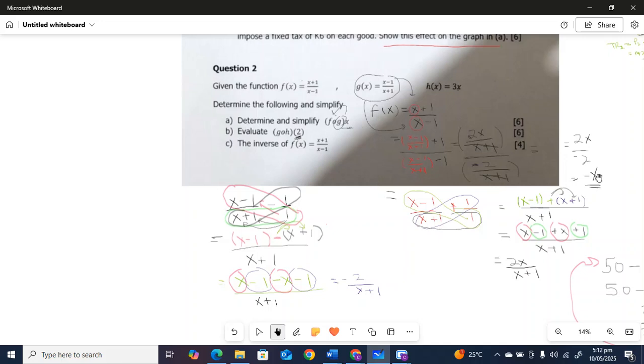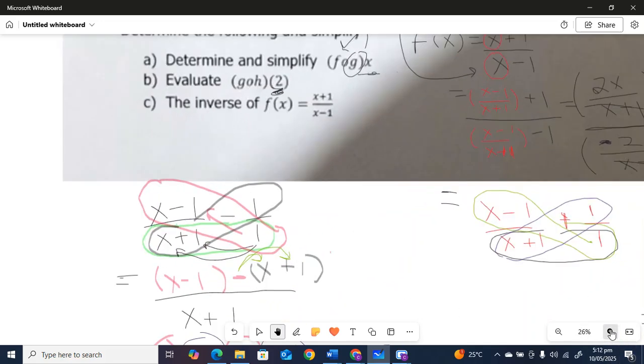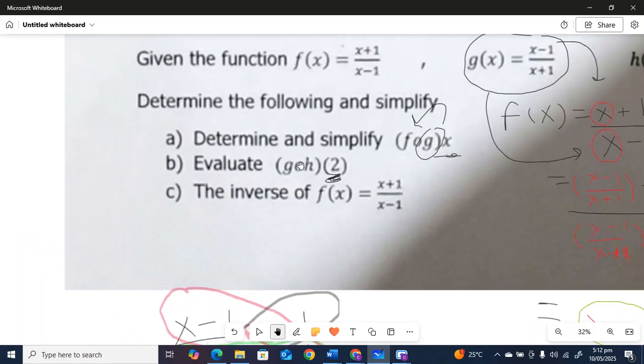All right. So we've got now g of h. So it means our h function, we're going to put it into our g function. So basically, in our g function, where there is an x, we substitute it with the h function.